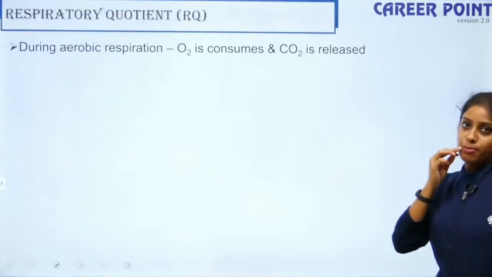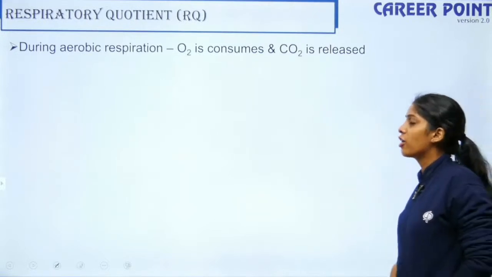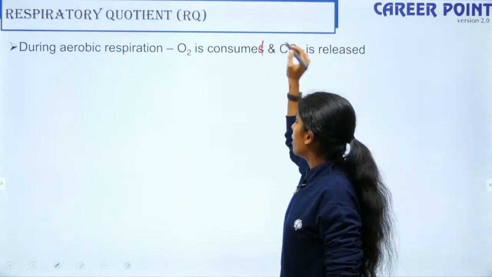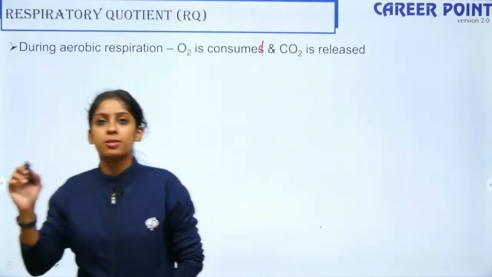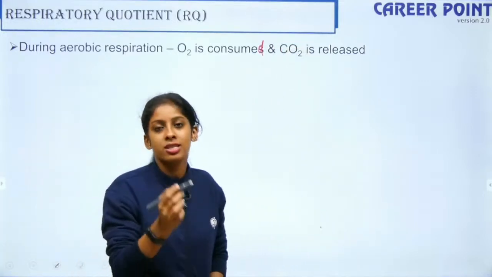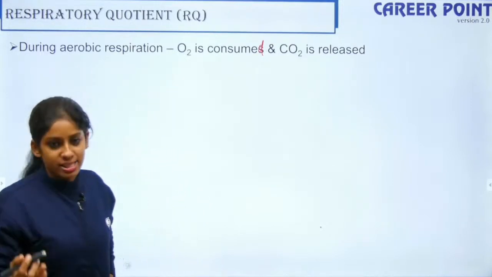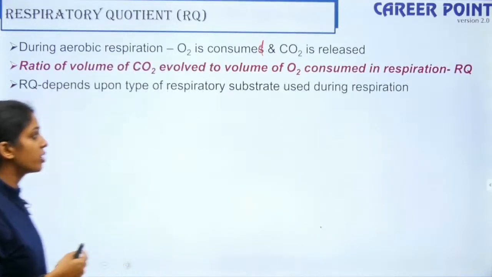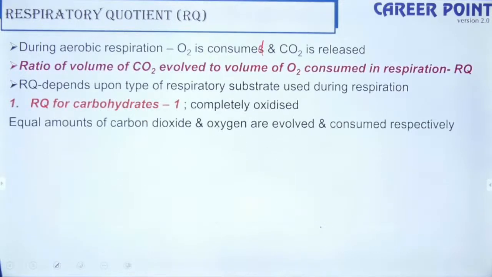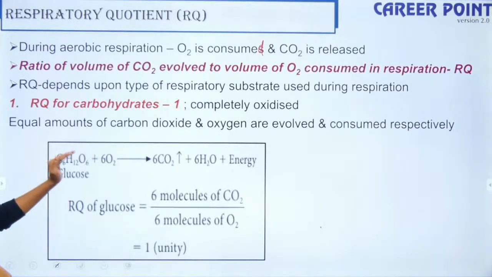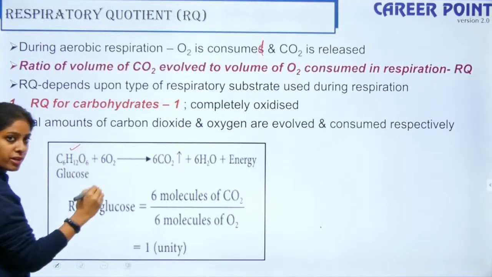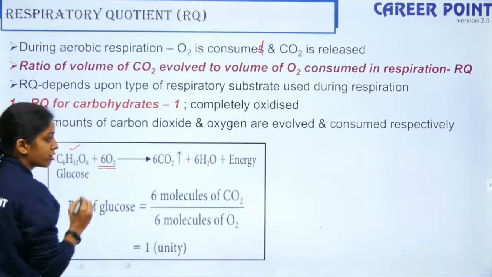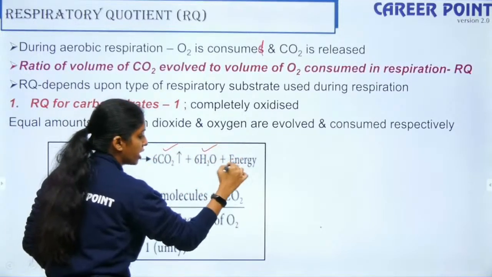During aerobic respiration, oxygen is consumed and carbon dioxide is released, right? The oxygen that is produced as a byproduct in photosynthesis is being utilized during respiration and carbon dioxide is being released. So the ratio of the volume of carbon dioxide evolved to the volume of oxygen consumed is your respiratory quotient. Suppose I have a reaction like this, the normal equation of respiration: C6H12O6 plus 6 oxygen molecules gives carbon dioxide, water and energy.